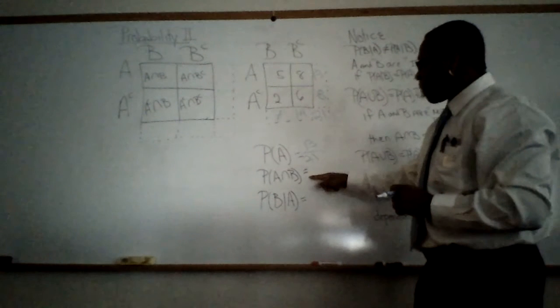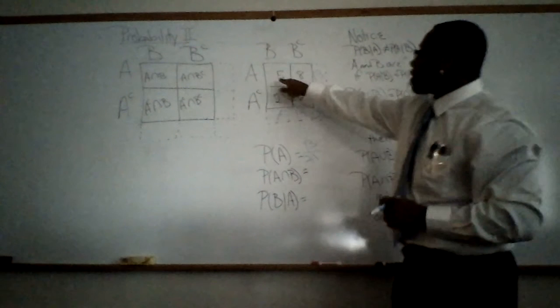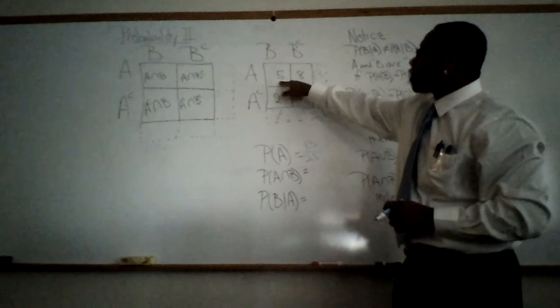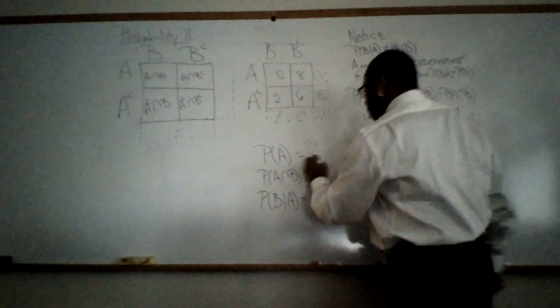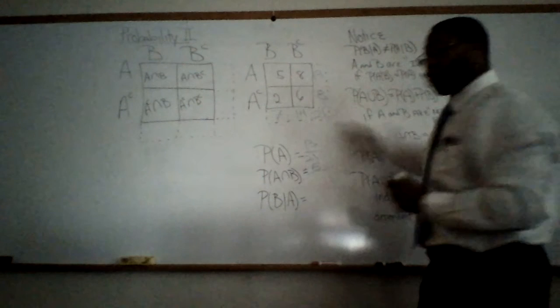Now, what about the probability of A intersect B? With our contingency tables, we find where A intersects B. Right there at 5. So that probability is going to be 5 divided by 21, the total here.